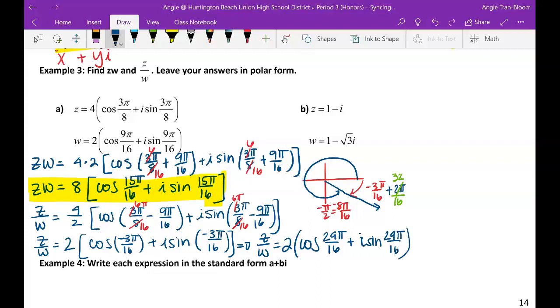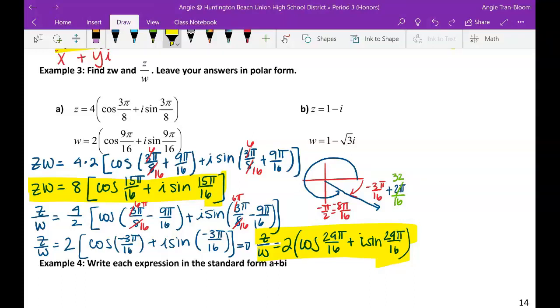So now, with positive angles and positive radius, the division of z divided by w is 2 times cosine of 29 pi over 16 plus i times sine of 29 pi over 16. So that is for that one.